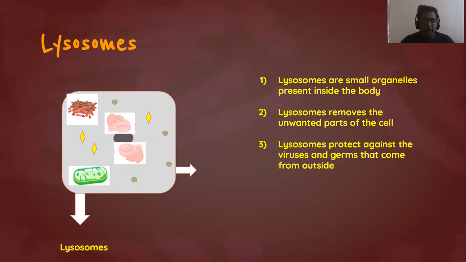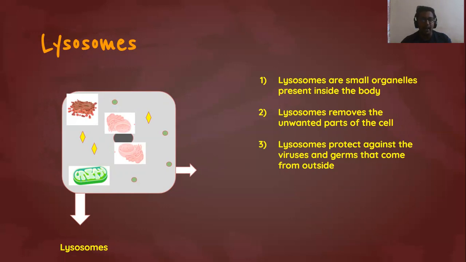There is another job of lysosomes. What does the lysosome do as its second job? It protects us against the viruses and germs that come from outside. Think of the cell as a part of your body, but you ate something from outside. You ate pani puri at a stall, or you ate something that was not good.